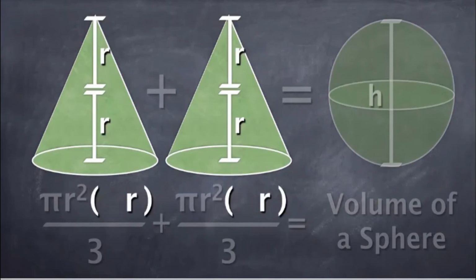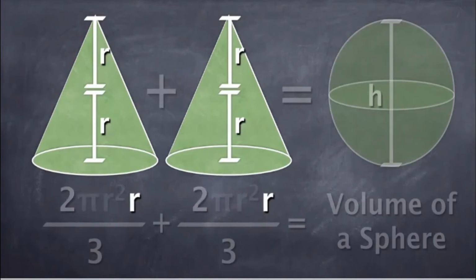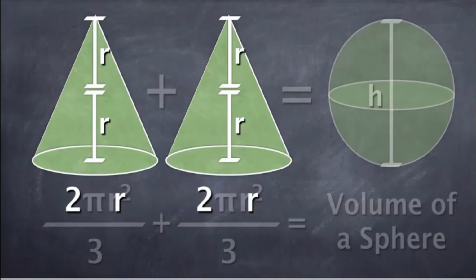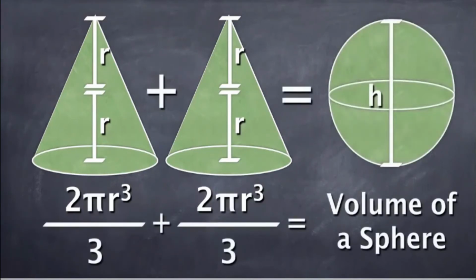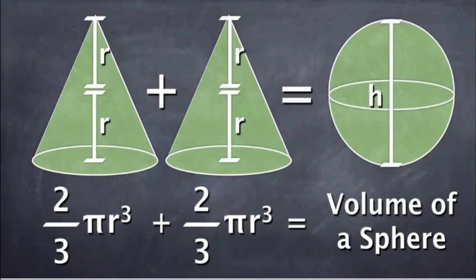Now 2 being the constant can be shifted to the left by convention, and also r square into r gives r cube. Thus we have 2 pi r cube by 3 plus 2 pi r cube by 3, which is the volume of the sphere. 2 pi r cube by 3 is also the formula of a hemisphere. A hemisphere is a half sphere, so do remember it too.